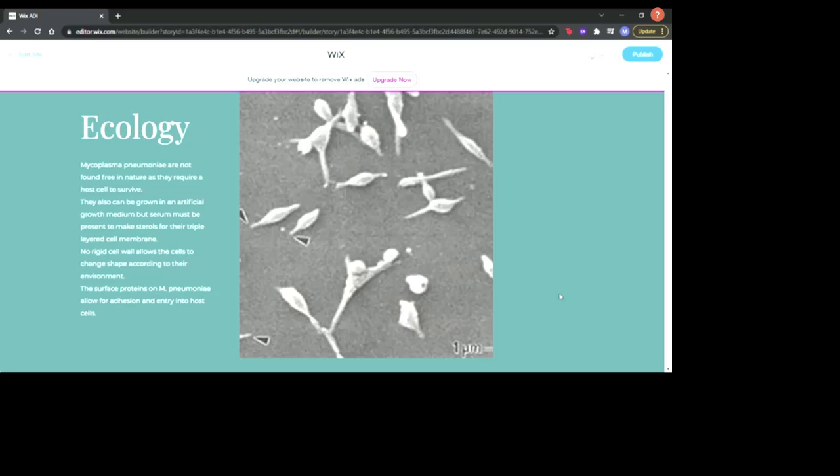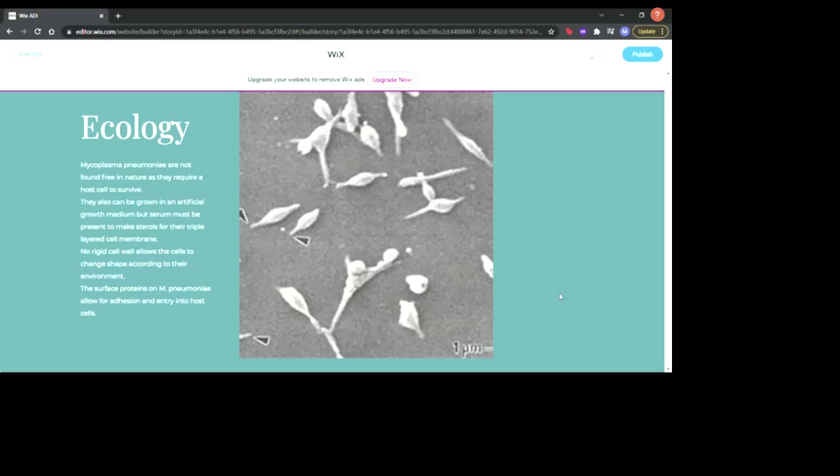The shapes change as this is usually pleomorphic. It can change its shape quite easily since it doesn't have a cell wall. They are not found free in nature as they require a host cell to survive. They can be grown in an artificial growth medium, but must have sterols for their triple layered cell membrane to be formed.